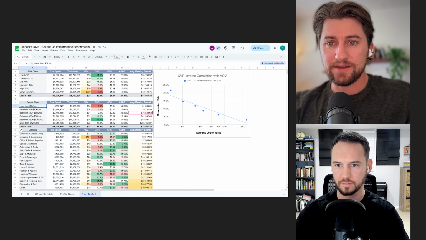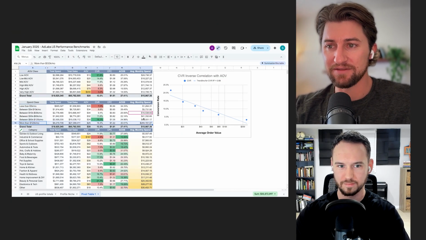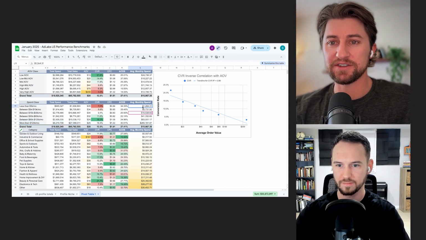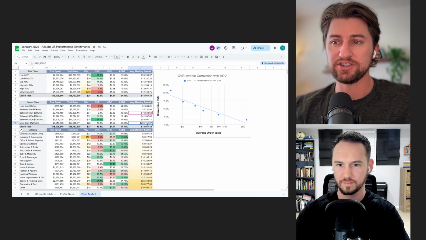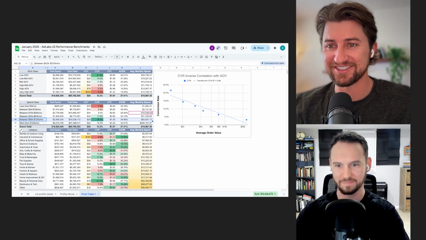And I just realized I made a mistake in my formula, so these were actually incorrect. But now we have the correct average monthly spend for each of these profiles. So yeah, you can see here for these whales, they're spending on average $265,000 a month. And okay, this actually really changes a lot of things in terms of the conversion rates.